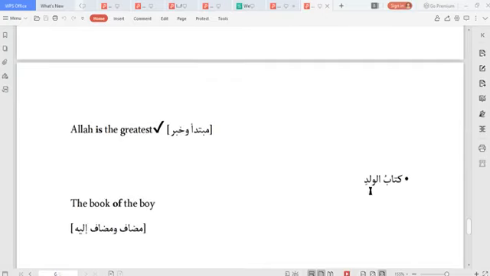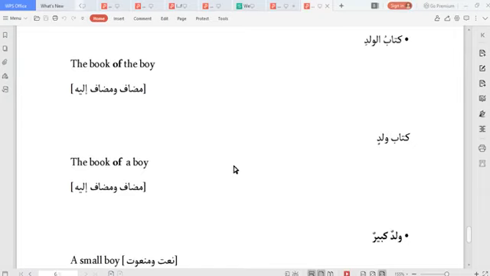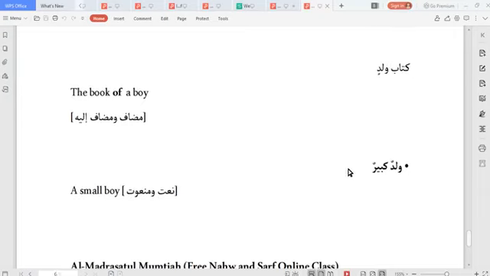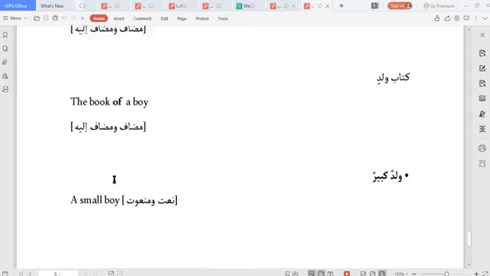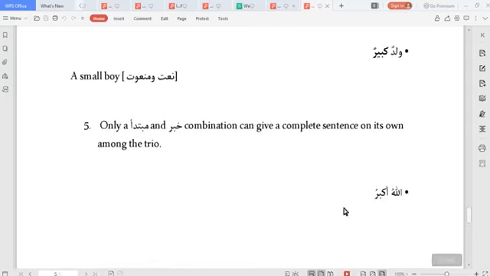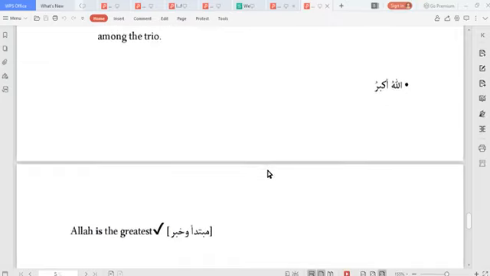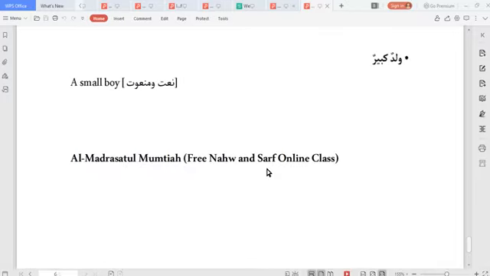Look at this now. Kitabul Waladi. It does not give a complete sentence. That's mudaf and mudaf ilayh. On its own it can't give you a complete sentence. Look at these two. Kitabu Waladin can't give you a complete sentence. Waladun Kabirun, a big boy, does not give a complete sentence. But you can see, in everything you have, it's only Allahu Akbar, Allah is the greatest, that is the only one that gives a complete sentence. So what we are saying is that among the three, mubtada and khabar will give you a complete sentence, while the other two can't. So that's what we are looking at.